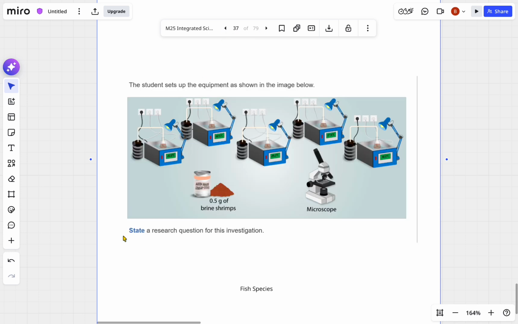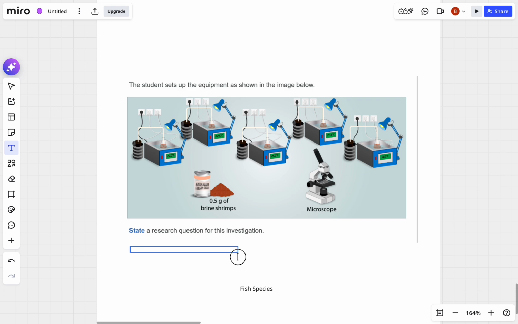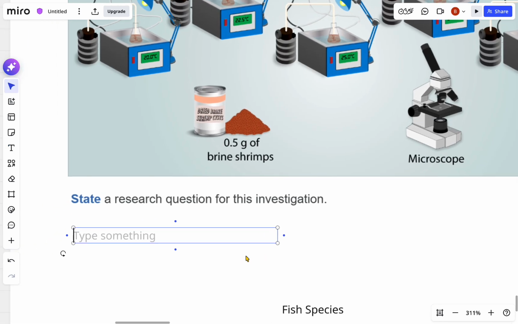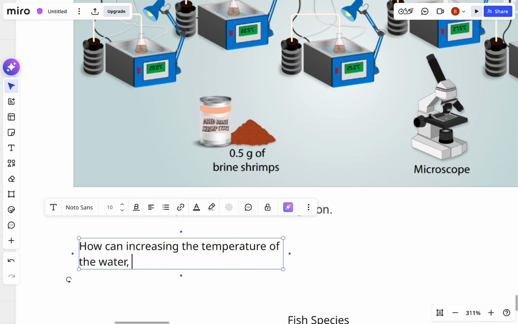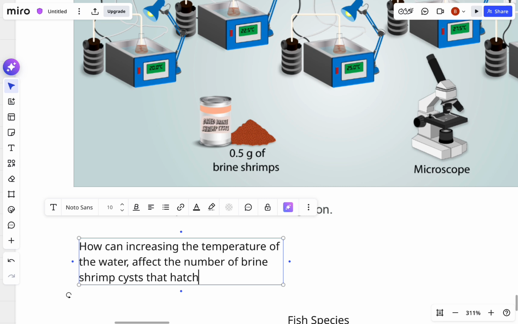Alright. A research question can be, let's just write it down. Let me teach you how to formulate this for research. The research question should always start with a how. So, how can increasing the temperature of the water affect the number of brine shrimp that hatch? Question mark. That's a research question.